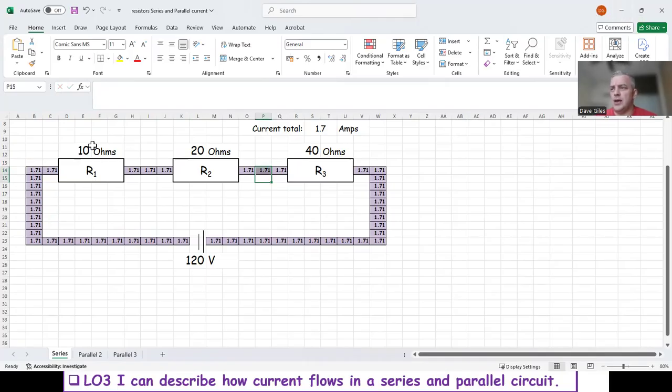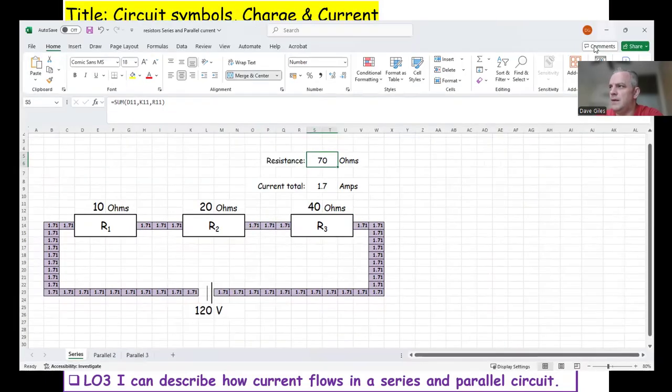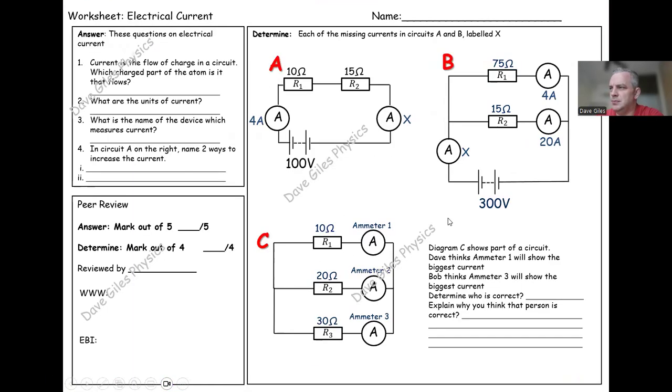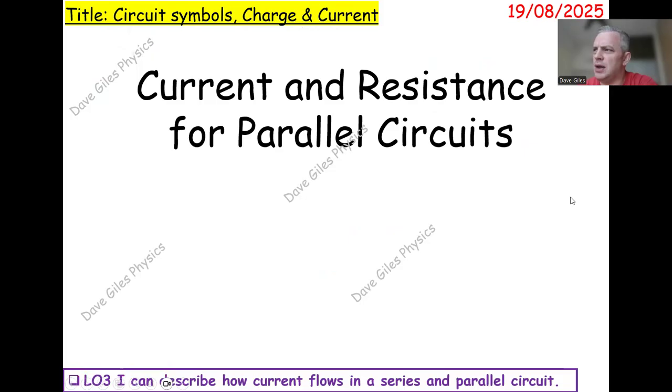You can also see that the total resistance is just the 3 resistors added up, but we'll look at that in more detail in a future lesson. So the total resistance is 10 add 20 add 40, which is 70 ohms. Okay, so you can now have a go at part A. Again, pause it.